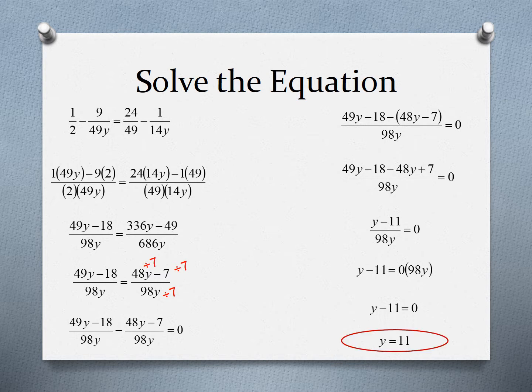y is equal to 11. Be sure to take this solution and substitute it back into your original equation, so that when 11 gets multiplied by that 49 in the denominator of the original equation, and also by that 14 in the denominator, you get a true statement on both sides of the equation. This can be done very quickly with your calculator, so I highly recommend that you be in the habit of substituting back your solution whenever you're solving equations to ensure that you have the correct answer.